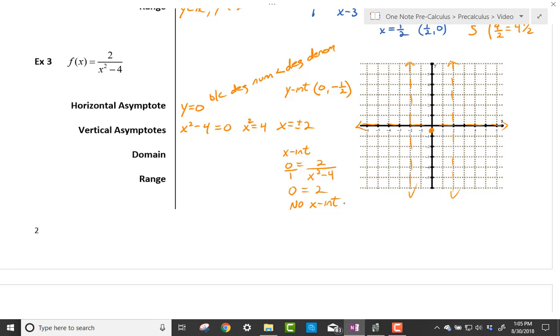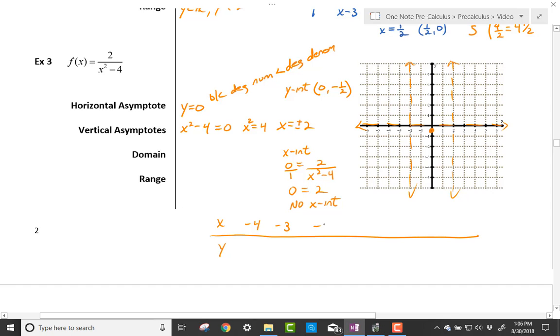All right, so we definitely need some other points. This time our t-table needs to include a couple to the left of negative 2, a couple to the right of positive 2, and I might even do some in between. So here we go. We're going to need a little bit of space here. x, y, we're going to do our t-table like this. Starting on the left side, I'm going to do negative 4, then negative 3, then negative 1, positive 1, 3, and 4.